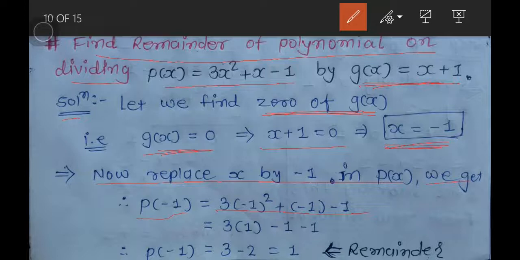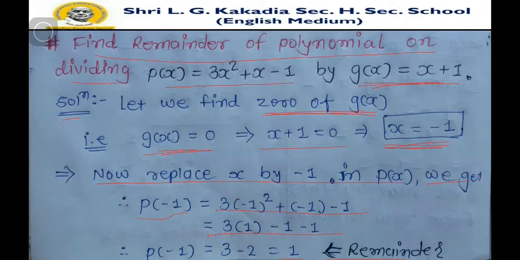3 into 1 minus 1 minus 1, then we get at last p of minus 1 is equal to 3 minus 2, which is 1. That is our remainder, the same as we got in the division algorithm previously. So that was about how we can do division of polynomials and how we can find the remainder of a polynomial. Now let us understand it with one more example.